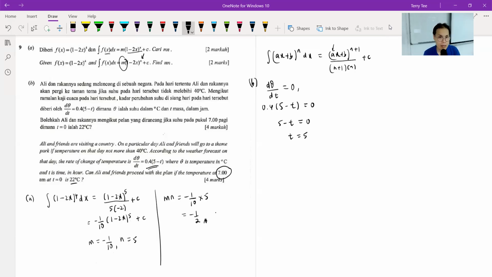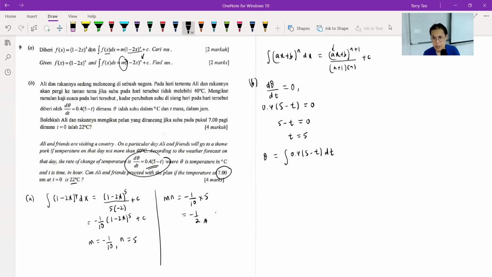So I need to take this function and integrate. Remember, to find theta from d theta dt, we need to integrate d theta dt. Maybe you are more familiar with dy dx. We know when we differentiate y, you get dy dx. When you integrate dy dx, you get back your y. Now, in this case, we need to integrate 0.4(5 minus t) dt.